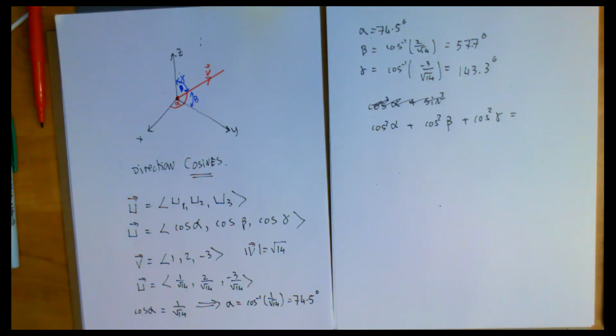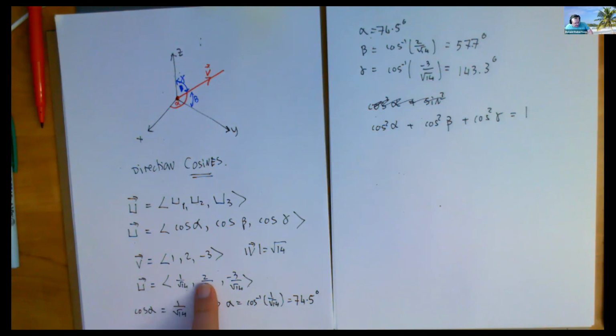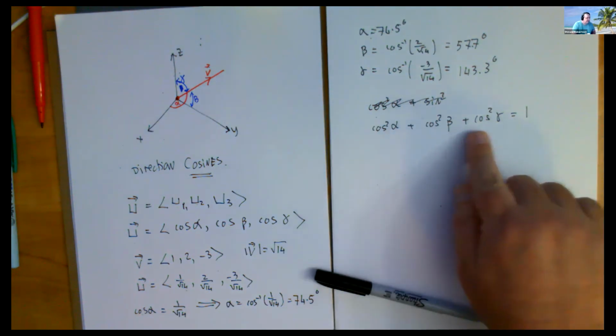Is it 1? Yes. Because isn't that component squared plus that one squared plus that one squared the same thing as the square of its magnitude? And the square root of 1 is still 1, so it ends up being 1. That tells me, if I know alpha and beta, can't I find gamma?